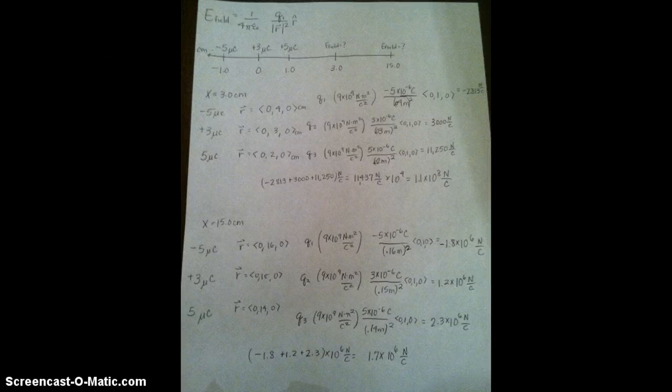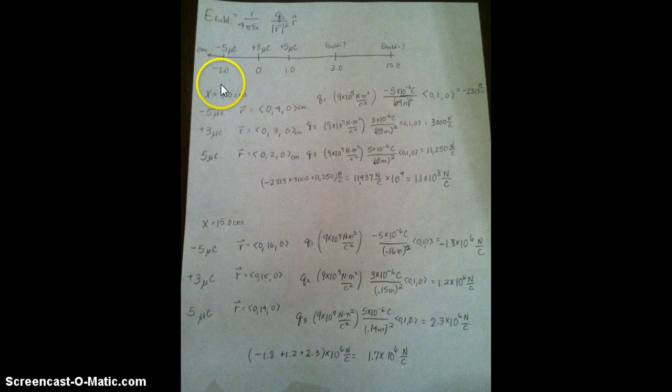The question reads: point charges of -5 microcoulombs, plus 3 microcoulombs, and plus 5 microcoulombs are located along the x-axis at x equals -1 centimeter, x equals 0 centimeters, and x equals 1 centimeter respectively. Calculate the electric field at x equals 3 centimeters and at 15 centimeters. So here is a nice little outline of drawing out the particles and their distances.